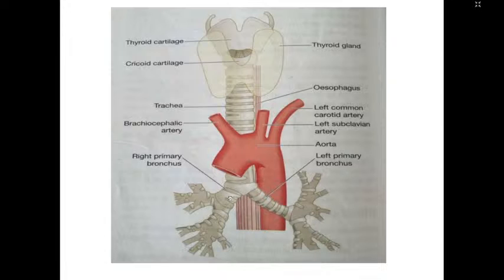Okay, so this is a very important clinical aspect you should always keep in mind. Of course, it can go into the left bronchus also, but there is more chance that it will go into the right bronchus.